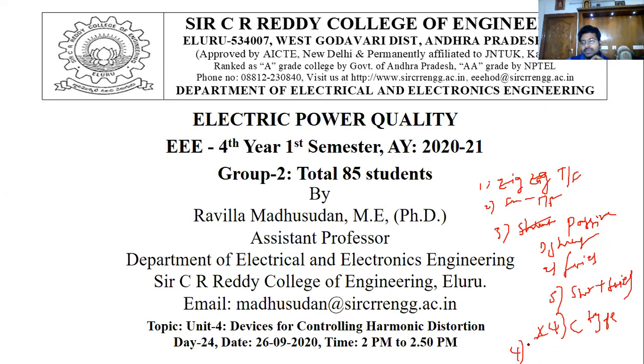Then we have passive and also active. What are the passive elements here? RLCs. We can design the devices for controlling harmonic distortion by using these RLCs, so you can call them passive filter equipment. The next one is active. What are the active elements? Power electronic based elements, which are thyristors, IGBTs, SCRs and other things.